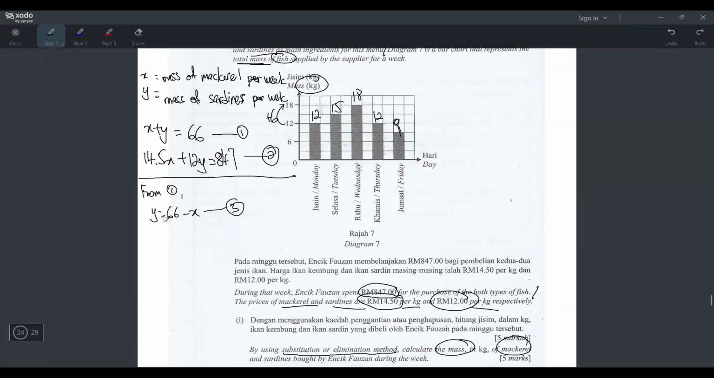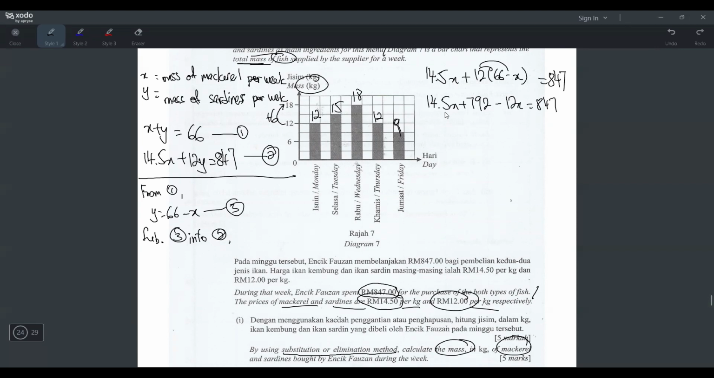After I make y single, I will substitute the y single equation, which is equation 3, into equation 2. Okay, sub 3 into 2. So now my equation 2 becomes 14.5x plus 12 bracket 66 minus x equals 847. The y has been replaced with 66 minus x. That's what it means by sub 3 into 2. You substitute it in. So now, expand the bracket first. 14.5x plus 12 times 66. Press calculator. My calculator gives me 792. And then minus 12 times x is negative 12x, equals 847.